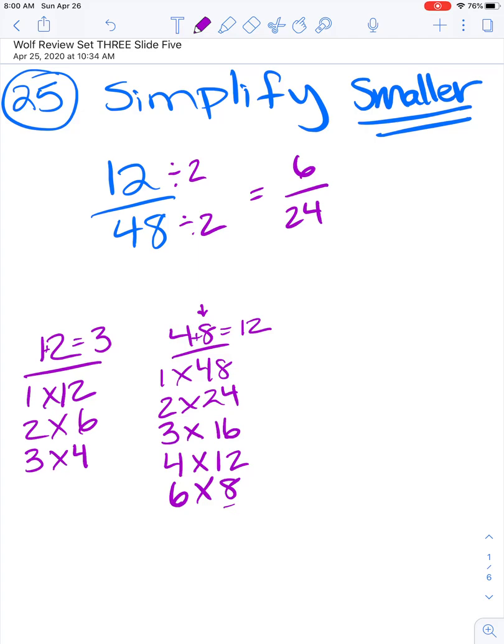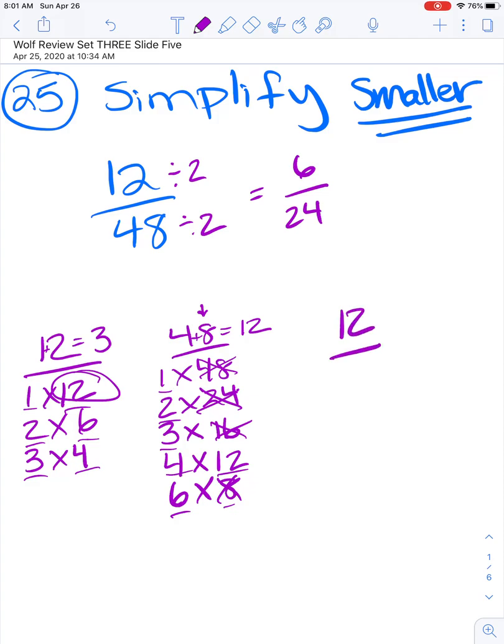So now let's try to find our highest common factor. So we both have a 1. We don't have a 48 over on the left. We both have a 2. We don't have a 24 over on the left. We both have a 3. We don't have a 16 over on the left. We have a 4. We have a 6, and we have a 12. We do not have an 8. So our highest is 12.